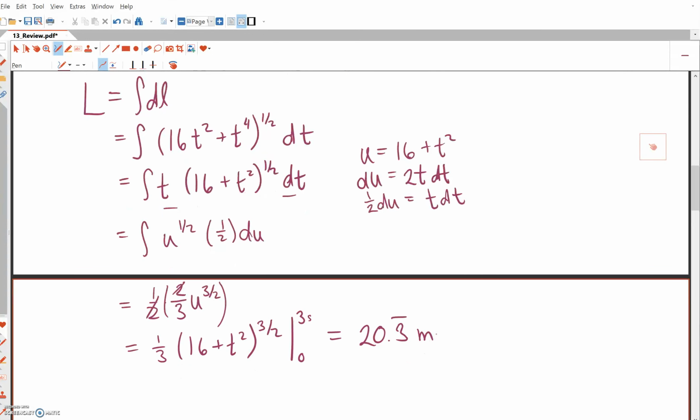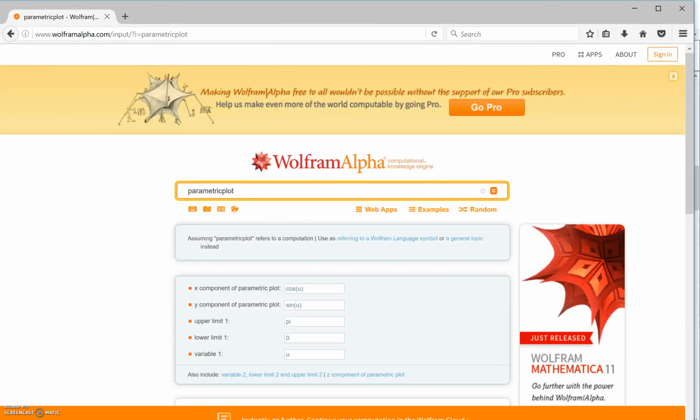So I thought about the resources available to me, and I remembered that I have Wolfram Alpha. For those who don't know it, it's a free math program that does all kinds of amazing things, including a parametric plot. So in order to visualize what exactly is going on in this problem, I decided to use Wolfram Alpha to plot this. The x component of my plot is 2t squared. That's the x component of our position vector. Our y component is negative t cubed divided by 3. My upper limit is 3, my lower limit is 0, and the variable is t.